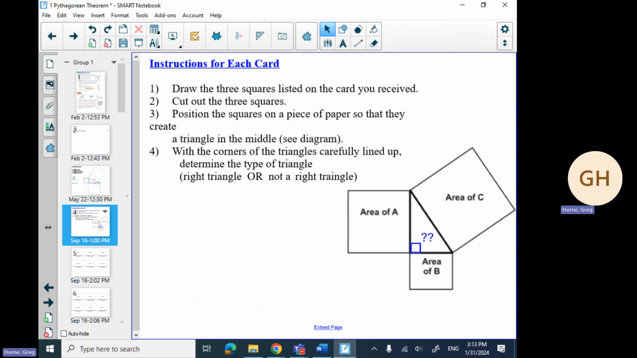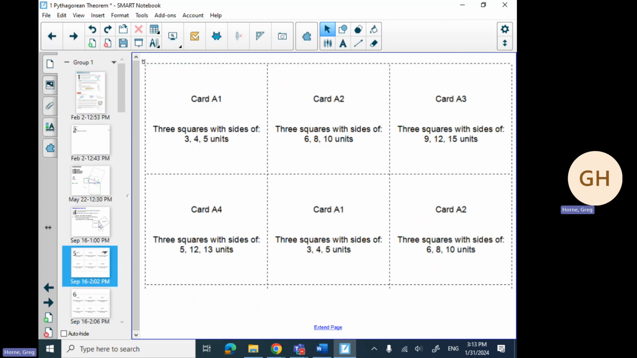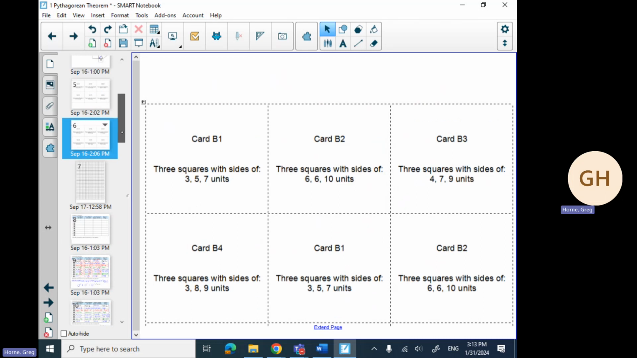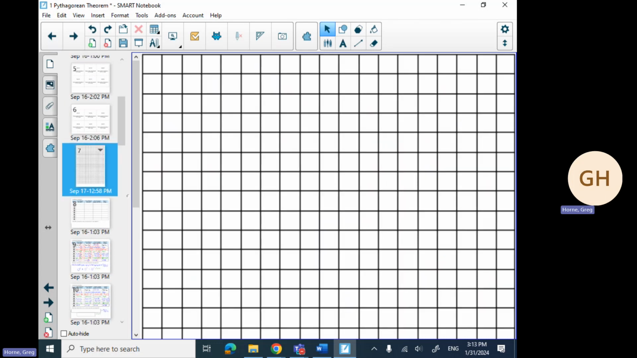Something that I've done in my classes, you might have seen, is you can start out with squares that are 3, 4, 5, and 6, 8, 10, or they can be 3, 7, 5, and 7, meaning that you would actually take graph paper and cut out a square that's 3 by 3 and a square that's 5 by 5 and so on. And you put the squares corner to corner to make a triangle in the middle.